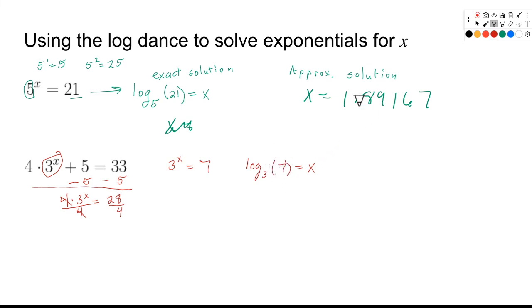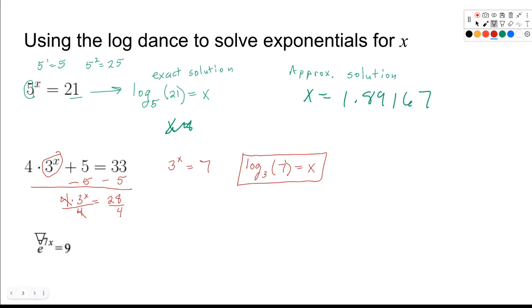If you plug it in our calculator again, we'll get some number. Notice it'll also be 1 point something, because 3 squared is 9. 3 to the 1 is 3. So this x is going to be somewhere between 1 and 2. A little bit closer to 2, because 7 is closer to 9, right? So that's how we can think of it. But this here would be our exact answer.